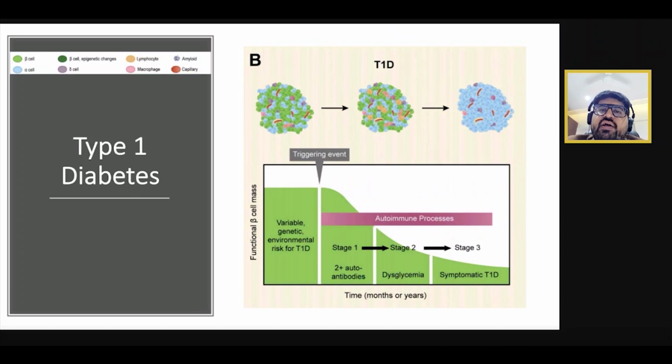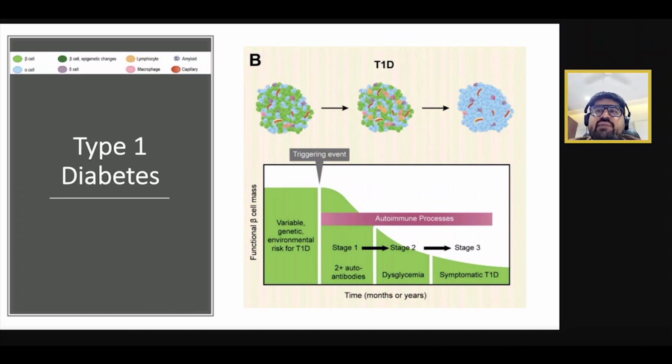But as you go towards the right, you can see that almost no beta cells are seen. This is what happens in an advanced form of type 1 diabetes. You can only see alpha cells, which are blue in color. You don't see the beta cells. In the picture below, like I said, there is a triggering event, often an infection or inflammation, which triggers this entire process. The patient goes into stage 1, then stage 2, and then stage 3, which is the symptomatic form of type 1 diabetes.